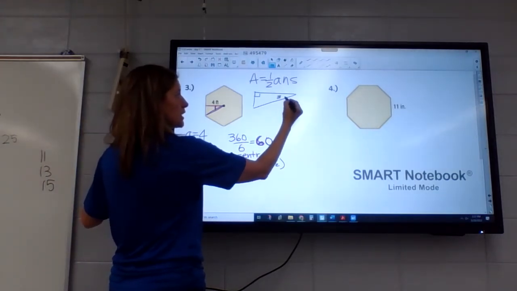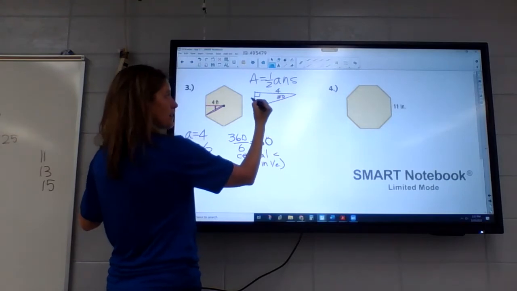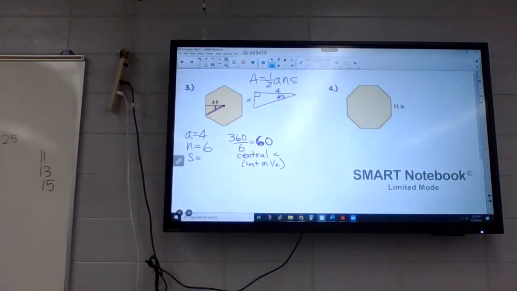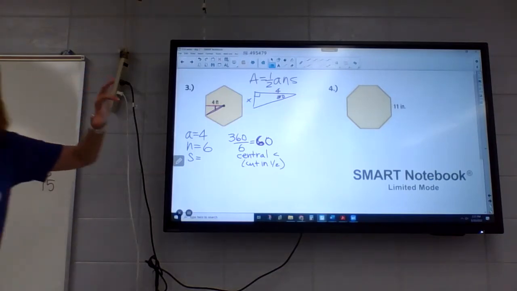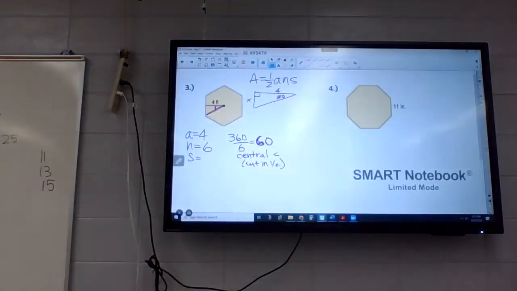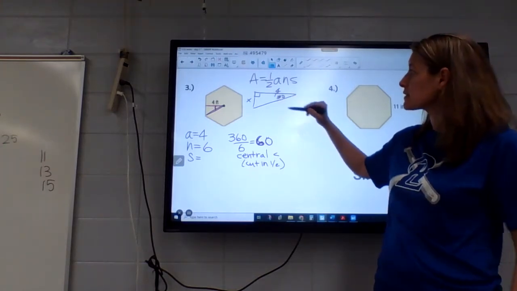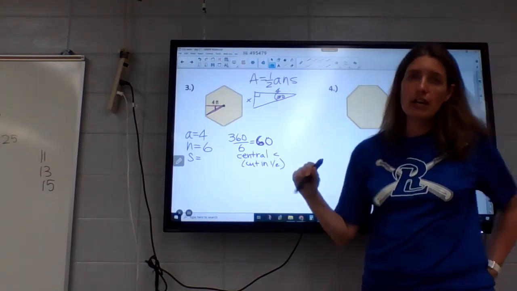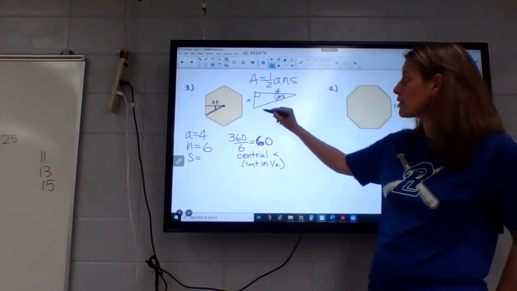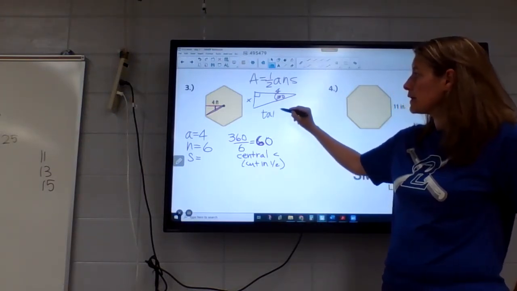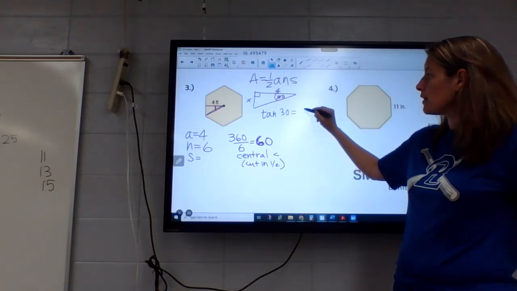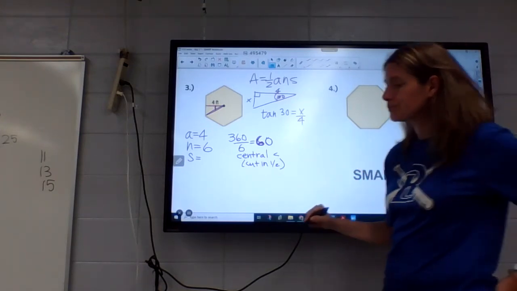So this is 30, this is 4. I'm trying to find this x over here. Once I find that x, I have to double it to find my side length. So you have to be thinking about this. You can't just go through the motions and find each of the values. You have to think about what you know and what you're finding. In this case, I would probably use just tangent. Again, you could use special right triangles if you're fine with them. So tangent of 30 equals x over 4.